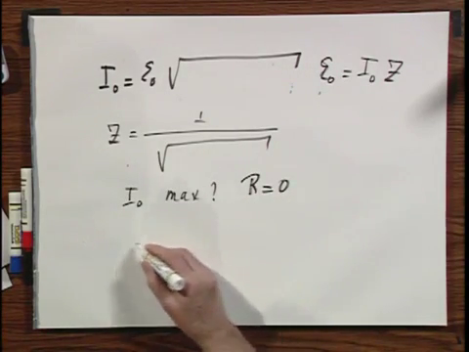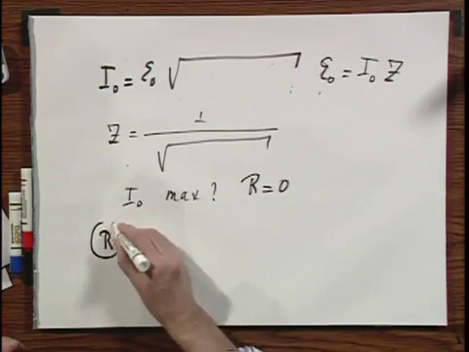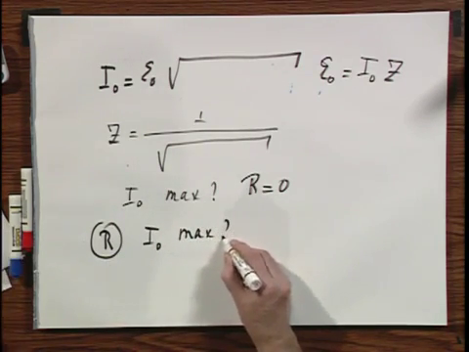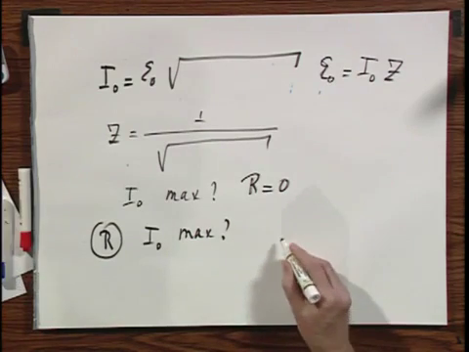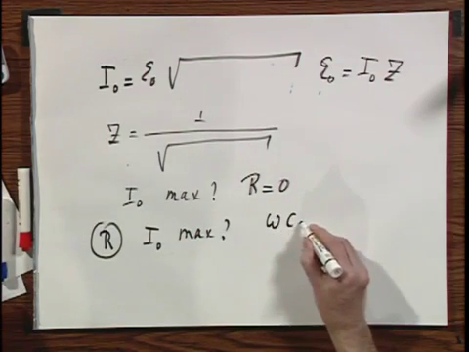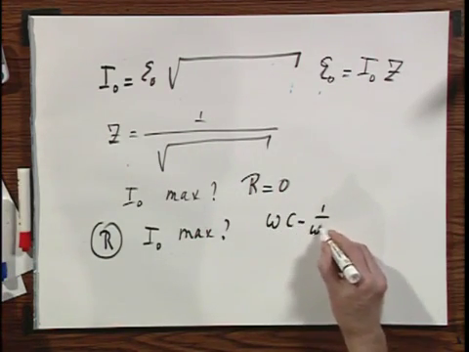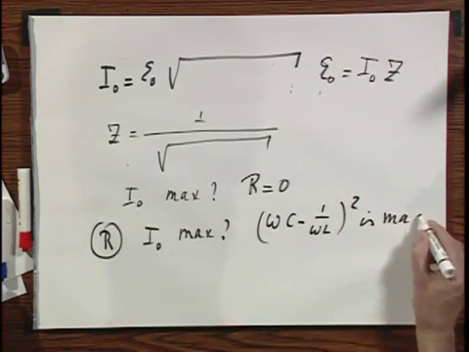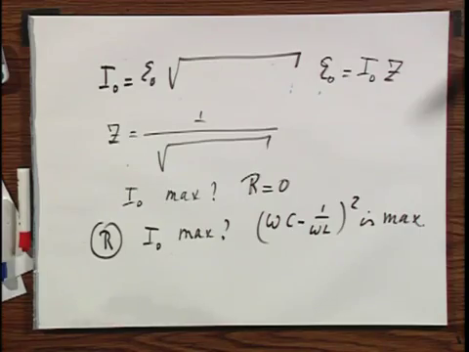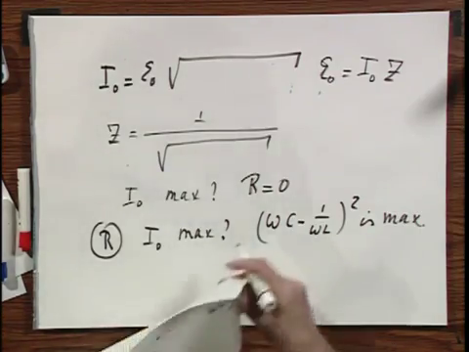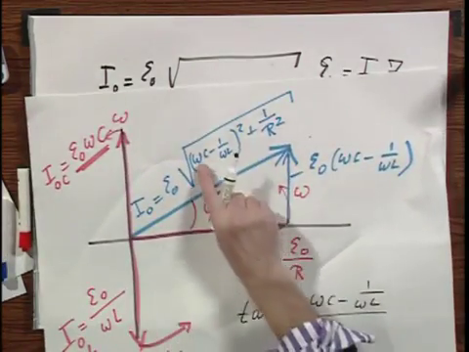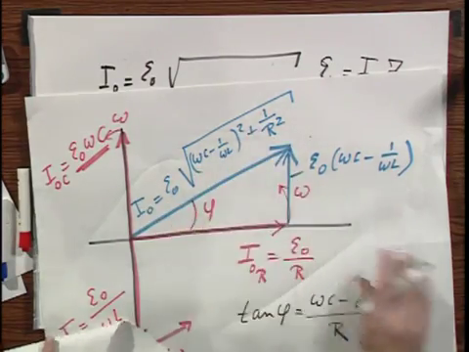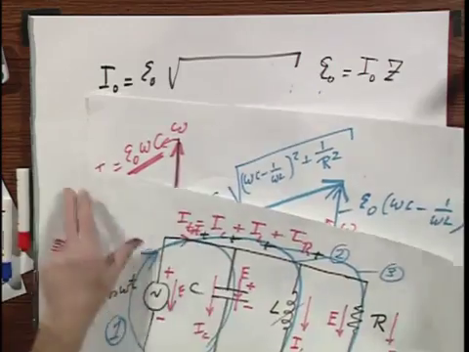So now let's assume that R is fixed. When is I0 maximum? Well, I0 is maximum when ωC minus 1 over ωL, squared, is a maximum. Because you see here in the phasor diagram, you see this term and you see this term. So when this is a maximum, you expect I0 to be a maximum.